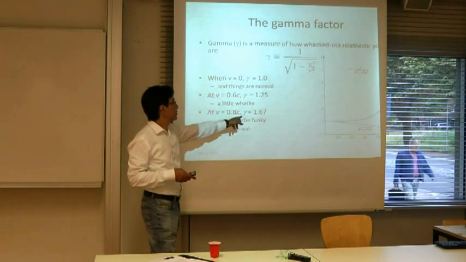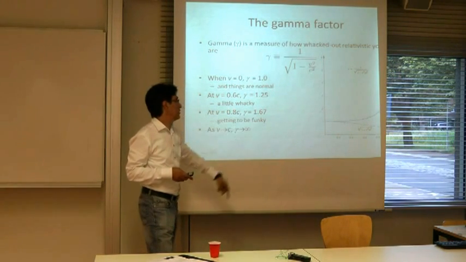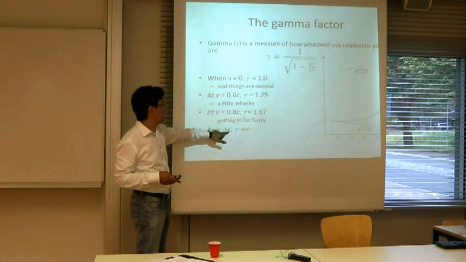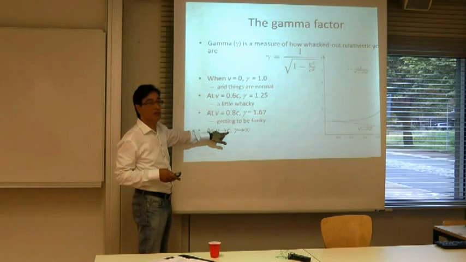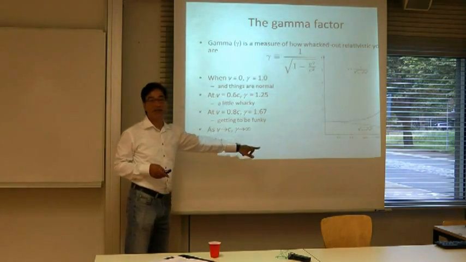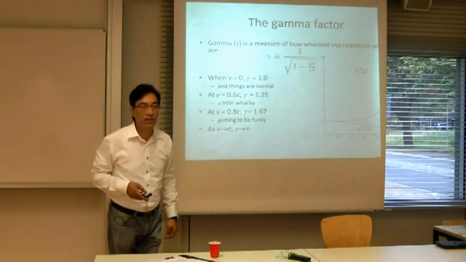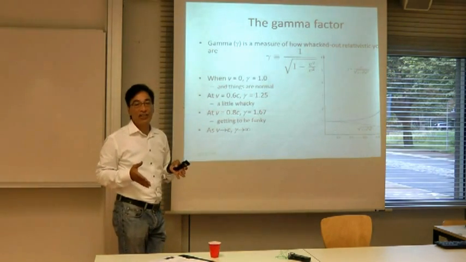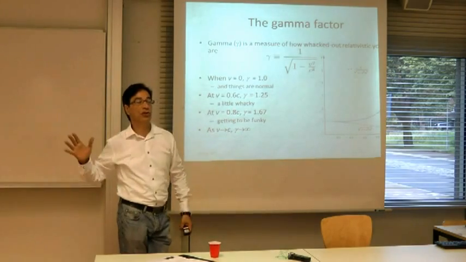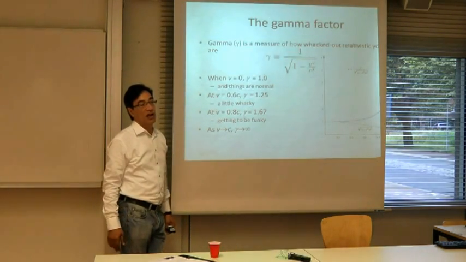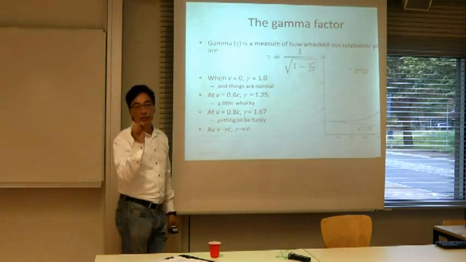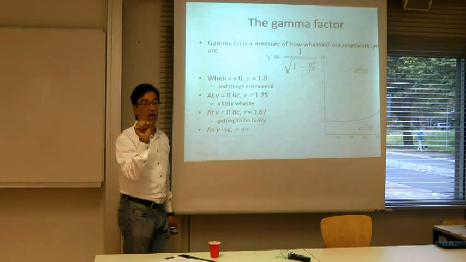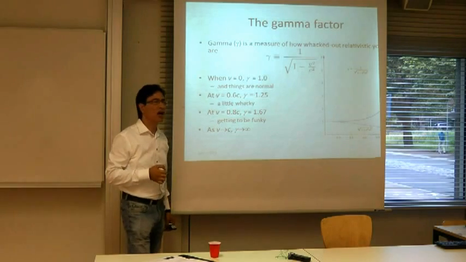At 0.8, it is 1.67. And if the velocity is very, very close to C, the gamma is infinite. What does it mean? It means the length contraction, for example. If the whole universe is going at the speed of light, the whole universe could be something like an electron, the length contraction. And the time would be nothing.